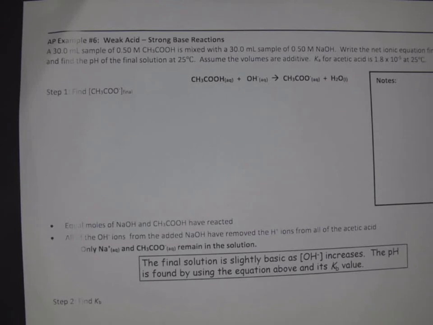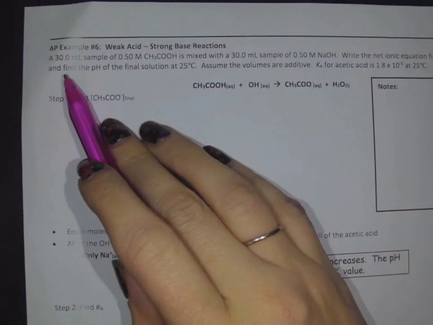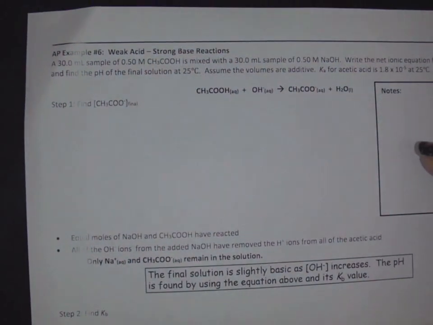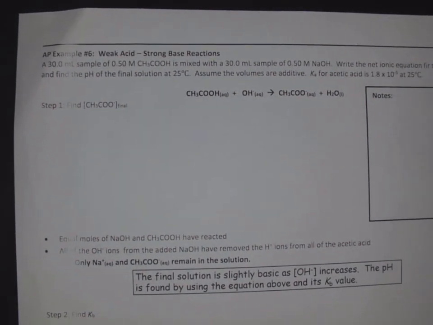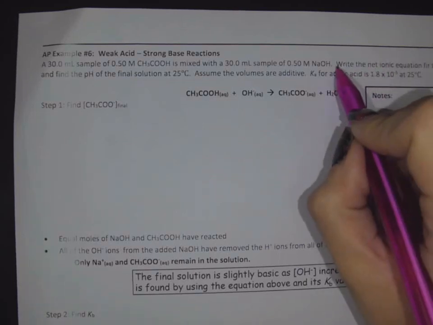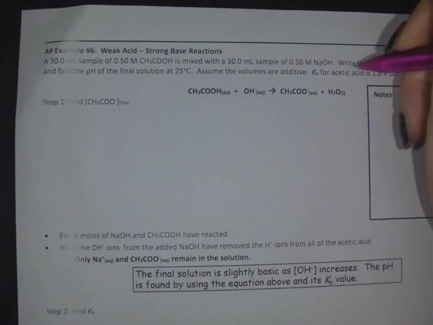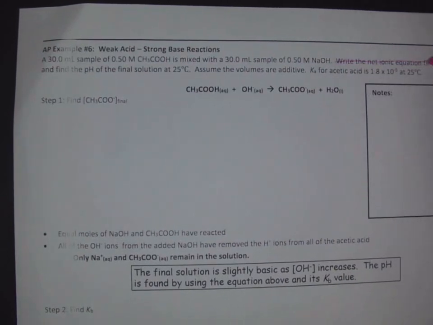So here I see that I have 30 milliliters. In your notes, if you're wanting to follow along, I'm on page 29 in our Unit 8 packet. So a 30 milliliter sample of 0.5 molar acetic acid, CH3COOH, is mixed with a 30 milliliter sample of 0.5 molar sodium hydroxide. On the AP test, it's not going to say write the net ionic, and so this time we're going to use the net ionic.